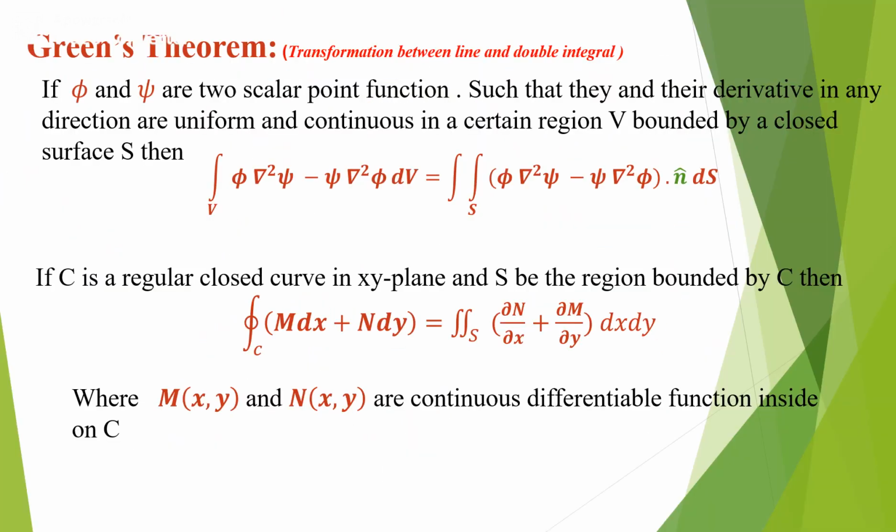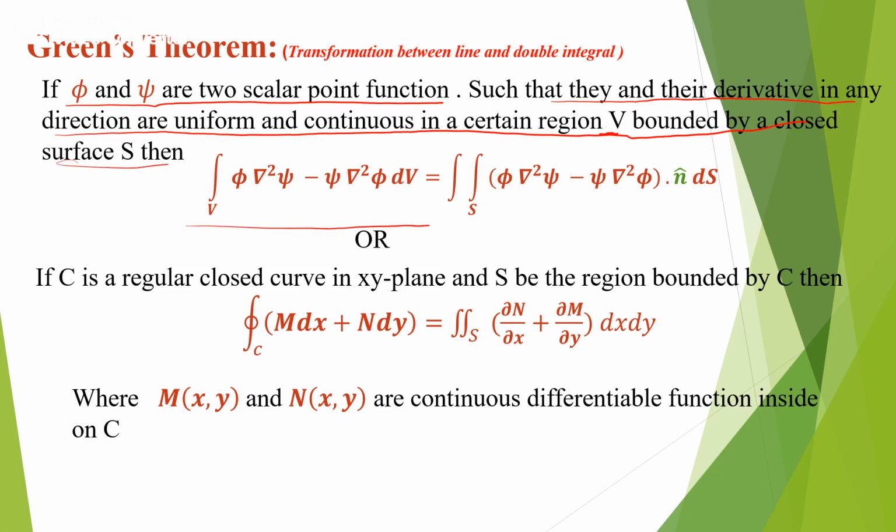Now the statement of Green's theorem. Suppose phi and psi are two scalar point functions such that they and their derivatives in any direction are uniform and continuous in a certain region V, which is bounded by a closed surface S. Then the volume integral of phi del square psi minus psi del square phi dv is equal to the surface integral of phi del psi minus psi del phi dot ds.